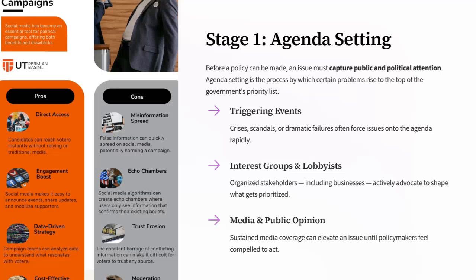Stage 1 is agenda setting, the point at which an issue gains enough attention to become a government priority. What gets placed on the agenda often determines what policymakers address first. Several forces can drive that process. Crises, scandals, and dramatic failures may push an issue forward very quickly. Interest groups and lobbyists, including businesses, advocate for the problems and solutions they care about. At the same time, sustained media coverage can shape public opinion and create pressure for policymakers to respond. Together, these forces determine which issues rise above the many competing demands on government.